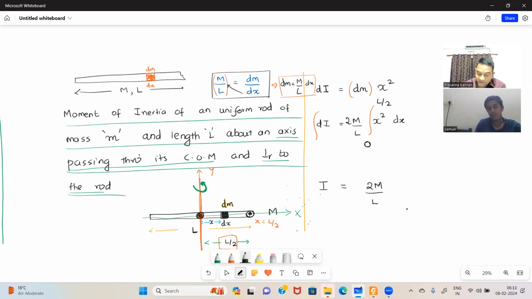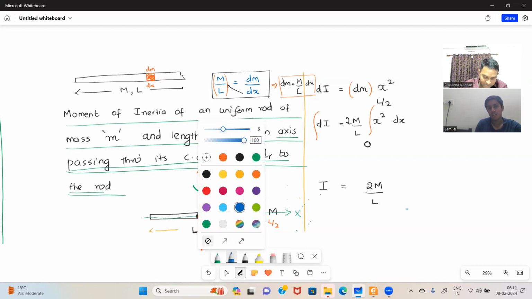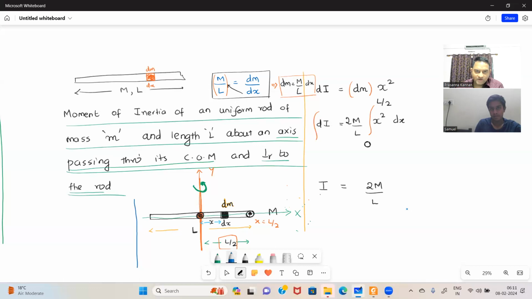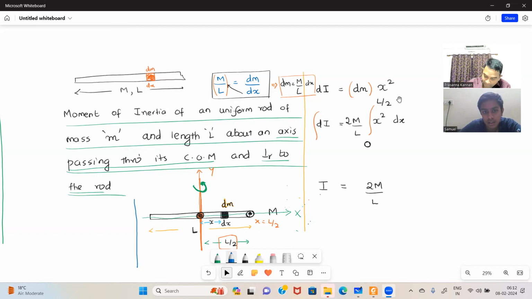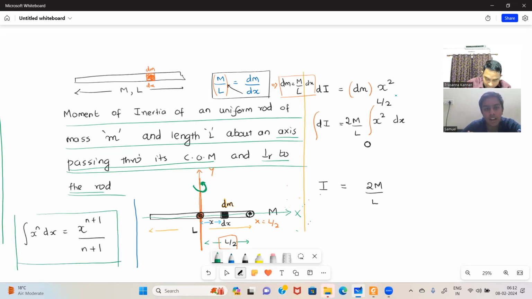If you remember one formula, it is enough for solving your physics numericals at this point. I gave you only one formula. You don't remember that? Integration of x power n dx is equal to x power n plus 1 by n plus 1. Say that thrice. Integration of x power n dx equals x power n plus 1 by n plus 1.